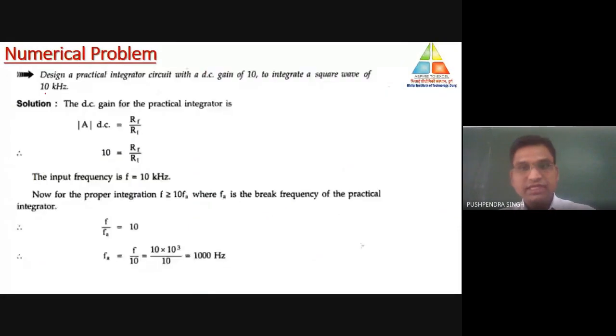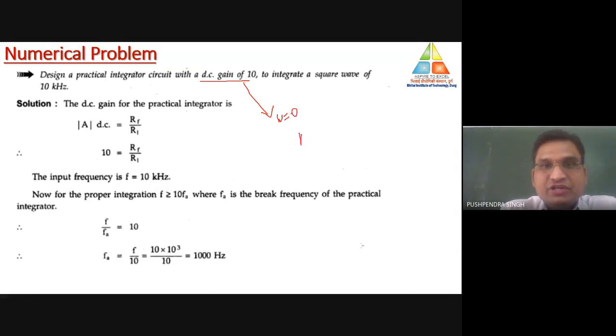Now, let us discuss one more problem. Here we design a practical integrator circuit with a DC gain of 10. Again, DC gain, that means omega is equal to 0. And when omega is equal to 0, A will be what? A will be equal to Rf by R1. In case of a practical integrator, the DC case, that means Rf by R1 only.